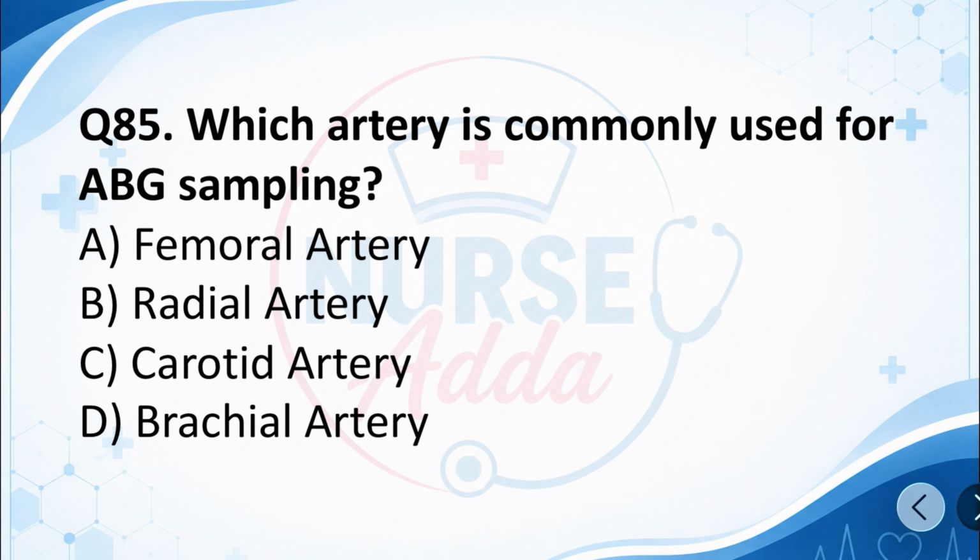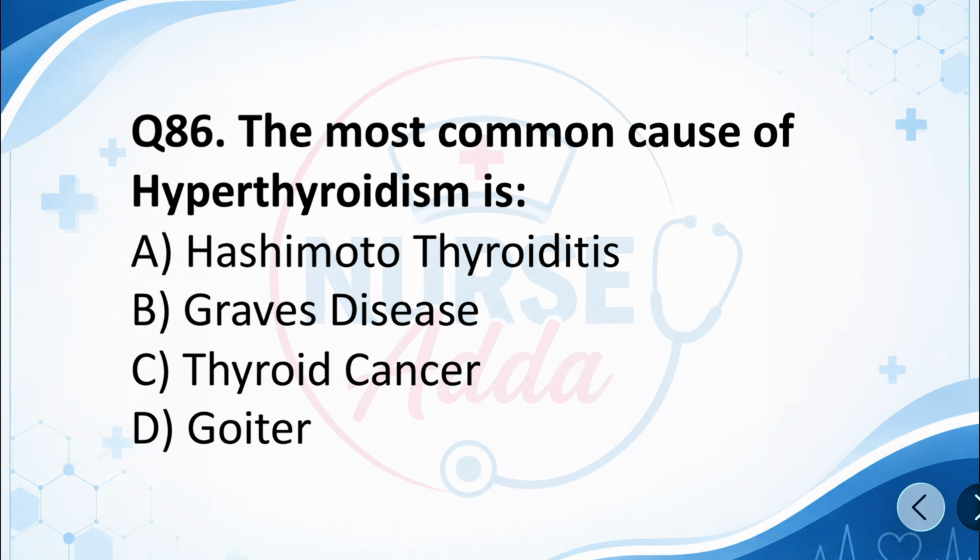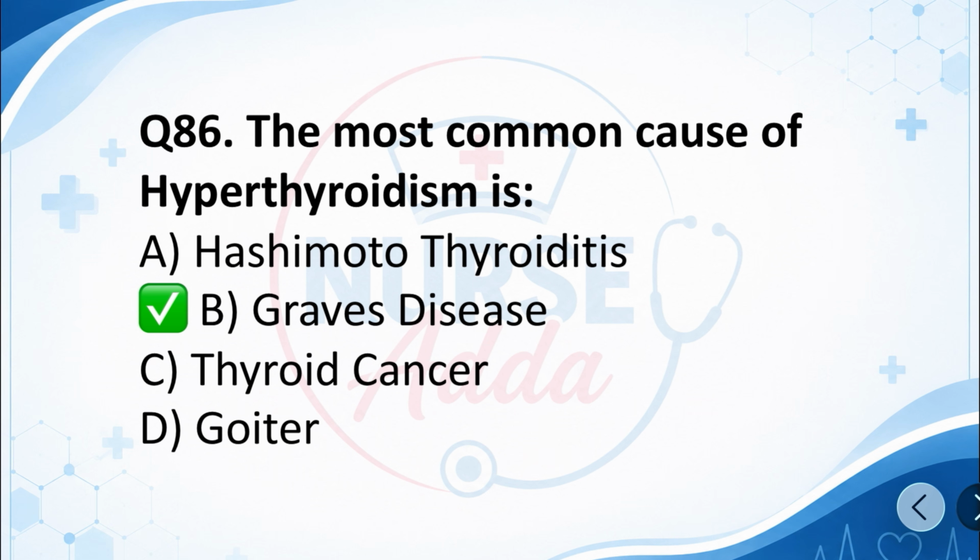Next question, which artery is commonly used for ABG sampling? The right answer is option B, radial artery. Next question, the most common cause of hyperthyroidism is? The right answer is option B, Graves' disease.